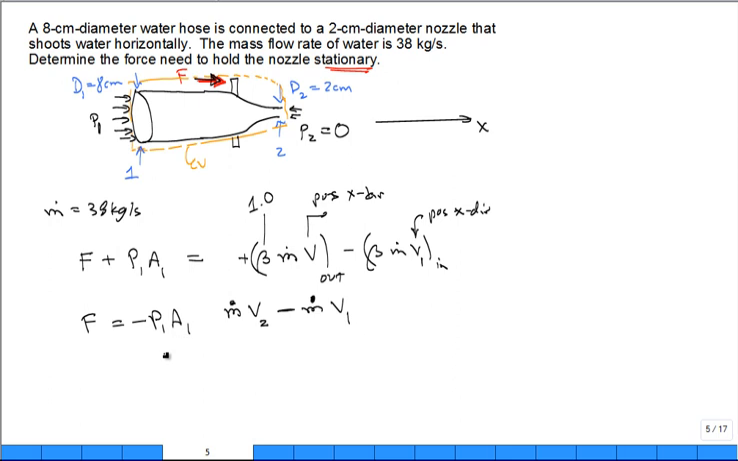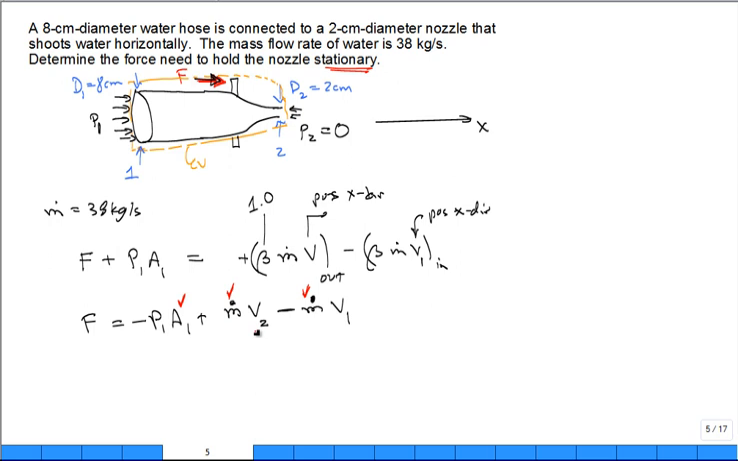There's our equation for F, the force to hold it. We have to take a look at all the terms. I'm going to put a check mark on top of the ones we know. Do we know m dot? 38 kilograms per second. Can I get the area 1? That's pi d squared over 4. I'm going to have to work to get P1.